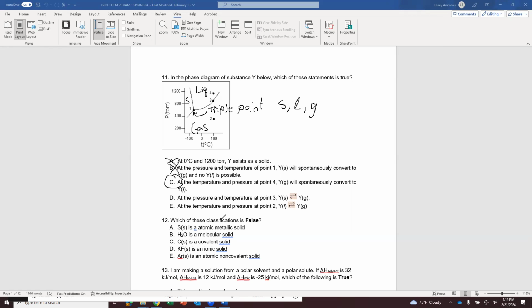Which of these classifications is false? Sulfur solid is an atomic metal? No, sulfur is not. Oops, I should have circled that one. Sulfur is not a metal. Sulfur is a non-metal, so that is the false one already. So that one's A.